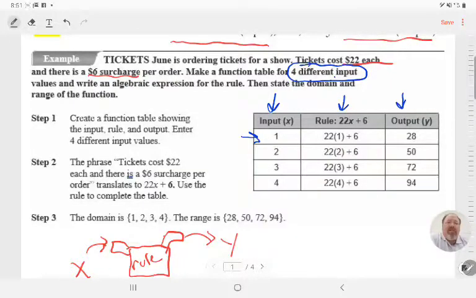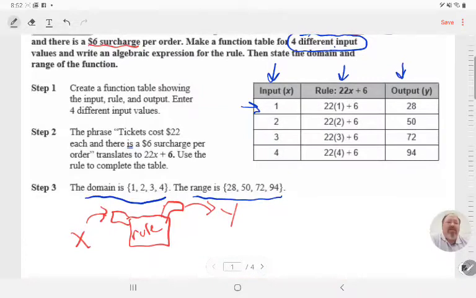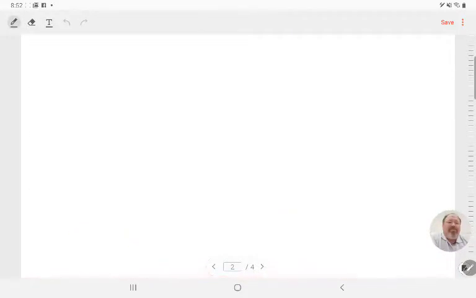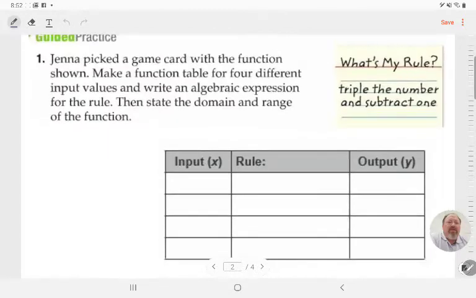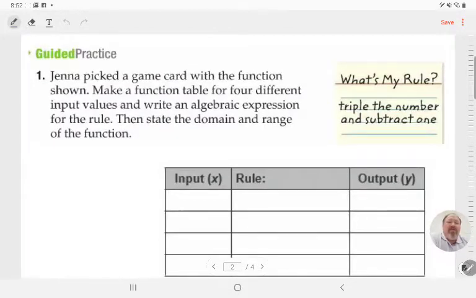So now I have my table done because I did 4 different inputs, which is what it told me to do. Now I would list my domain because it says state the domain and range of the function. So my domain is all of my x values, and my range is all of my y values. Now I've answered the entire question. Okay? So that's how you would answer one of those. I'd make a table, solve it, and then do my domain and range. All right. So pause the video, work on this one on your own, and come back and see how you did.